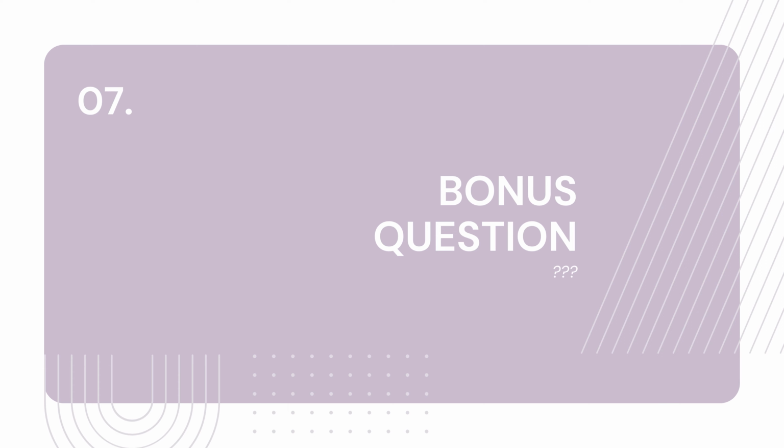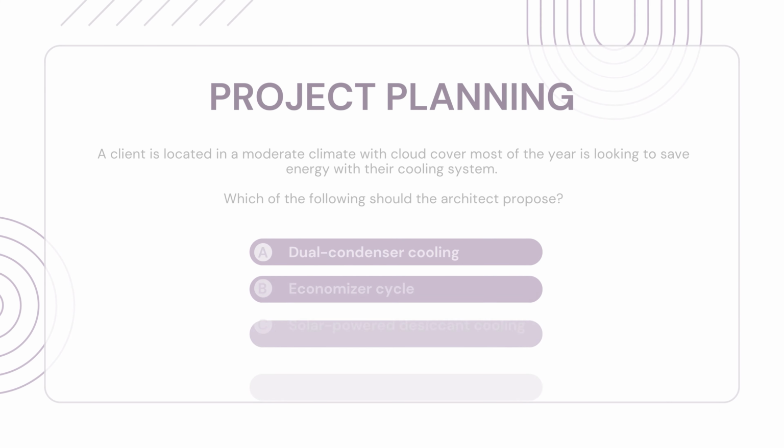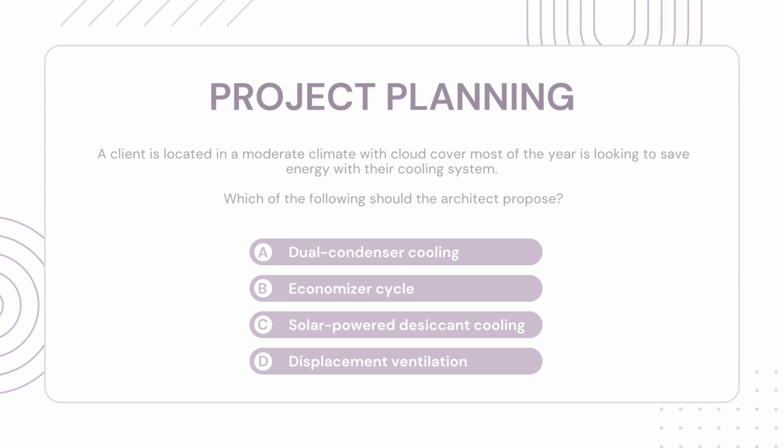Last but not least, our bonus question this week is, a client located in a moderate climate with cloud cover most of the year is looking to save energy with their cooling system. Which of the following should the architect propose? Dual condenser cooling, economizer cycle, solar-powered desiccant cooling, or displacement ventilation? Pause here to answer. The answer is economizer cycle.